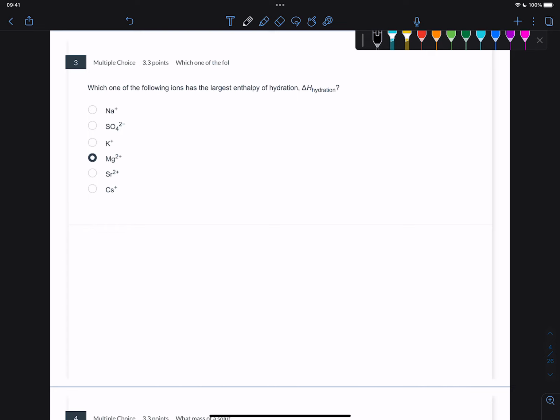Which of the following ions has the largest enthalpy of hydration? So for this one, you'll basically need to just remember from your class notes that there are two things going on here. You have radius and you have charge. Something will have a higher hydration enthalpy if it has a smaller radius and a greater charge. So we're looking for a small radius and a greater charge.